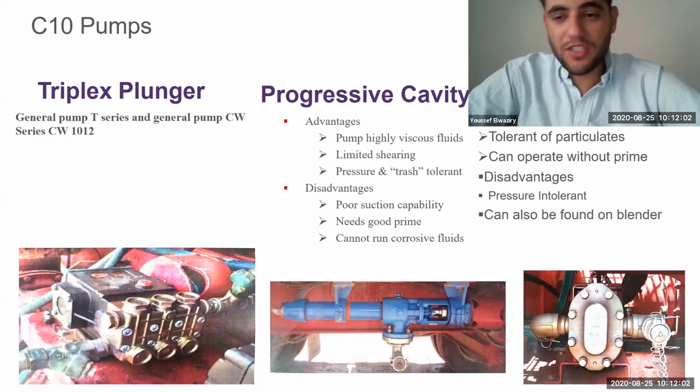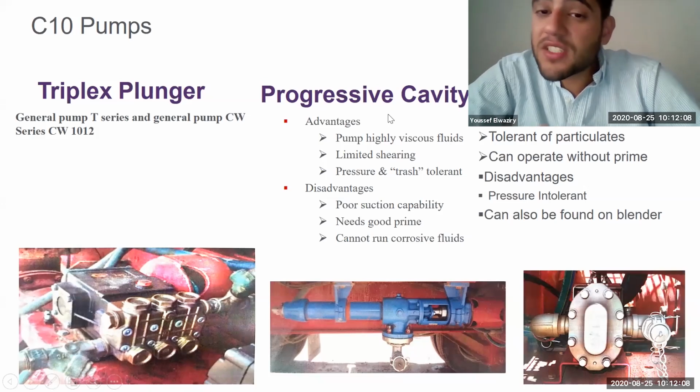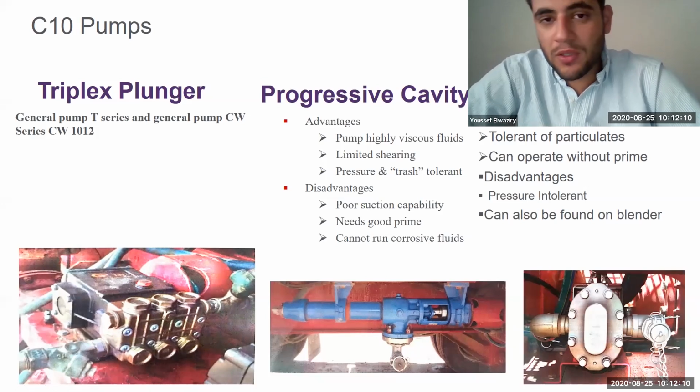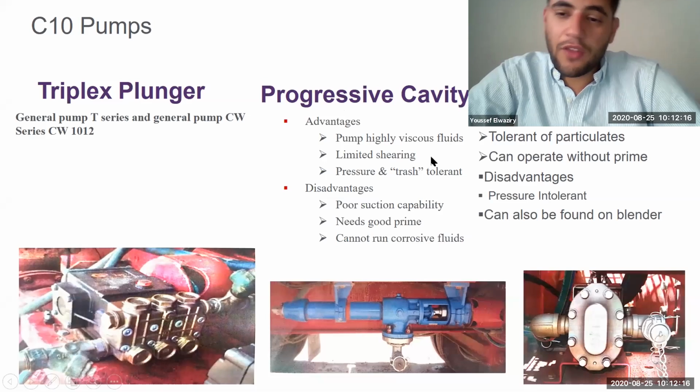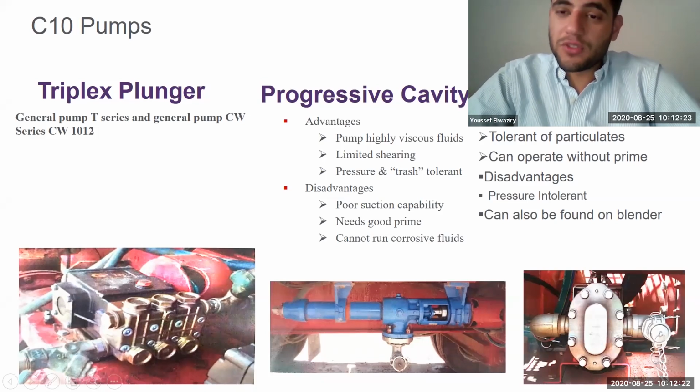Every pump is used for a specific chemical. So for example, if I want to use a very viscous fluid or a very viscous chemical, I'll be using the progressive cavity pump. If on the other hand, I'm using another chemical that has a lot of particles, I would use the Waukesha pump.